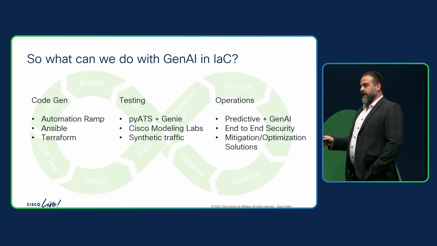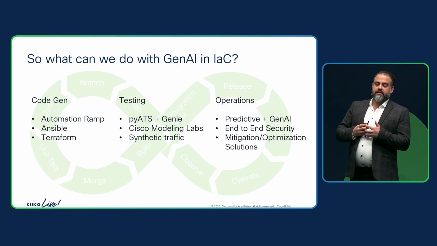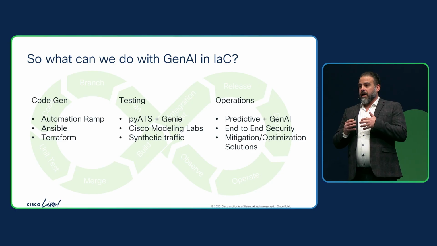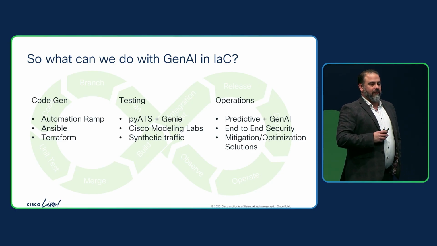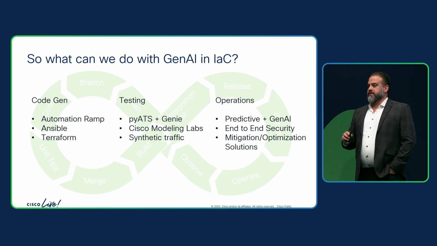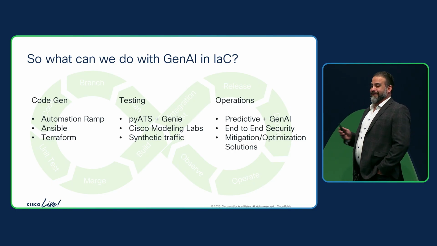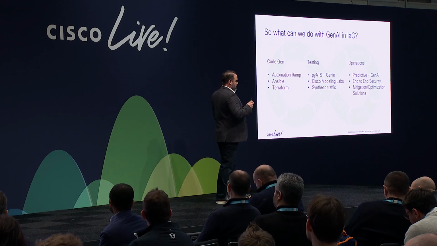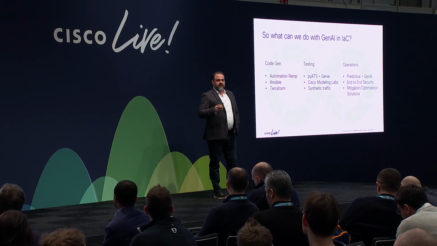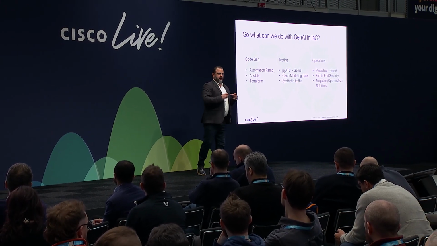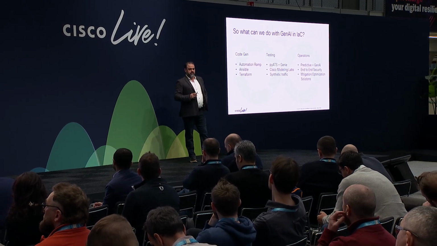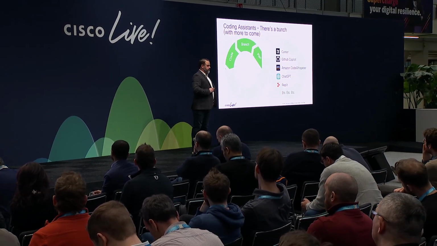From an operations side, we can use the combination of predictive AI and GenAI to help us with issues. G2 was just talking about that. To provide mitigation and optimization solutions on the fly, and we're actually going to see a really cool example of that in a minute here, and then hopefully provide not just end-to-end security, but visibility into that security as well. So some really exciting things that can really help us accelerate our opportunities within infrastructure as code.